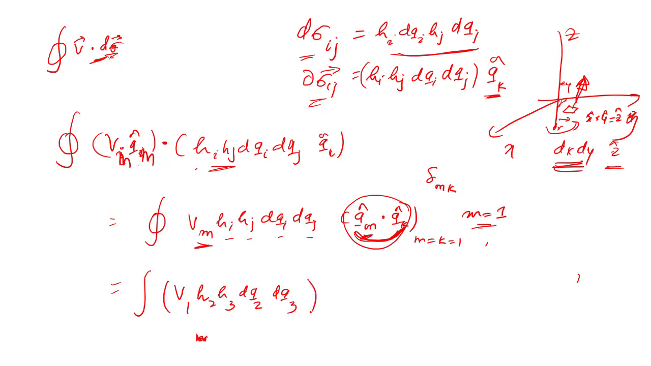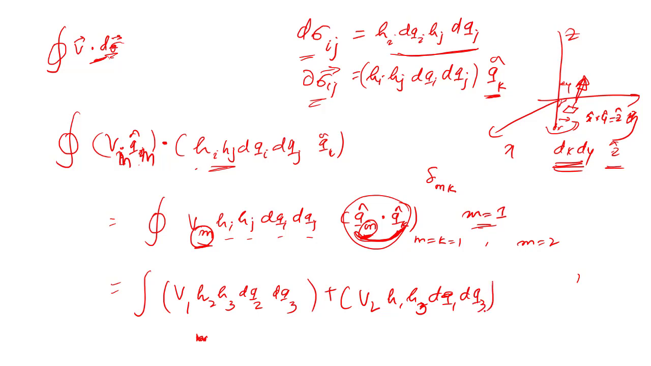Now if I pick m equal to 2, I add another term in the summation because I'm repeating m. So if I do that, I would get V_2, and only the second component gets filtered out. So then I would have h_1 h_3 dq_1 dq_3.